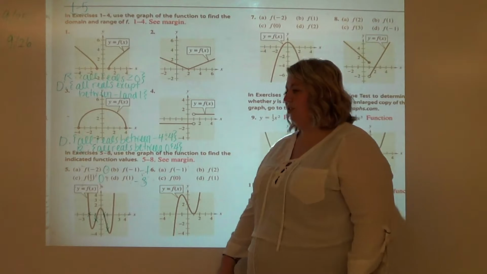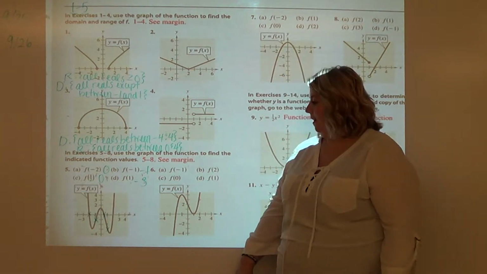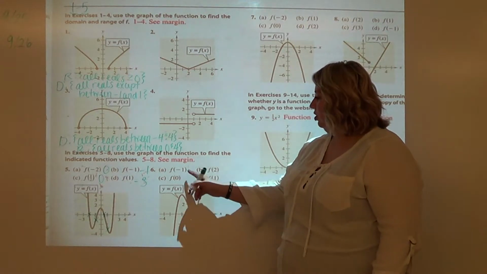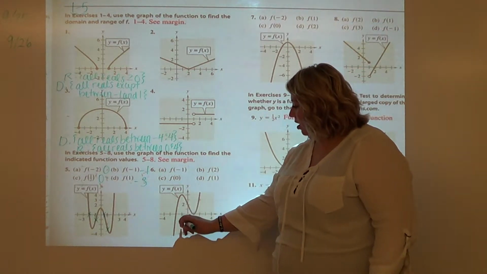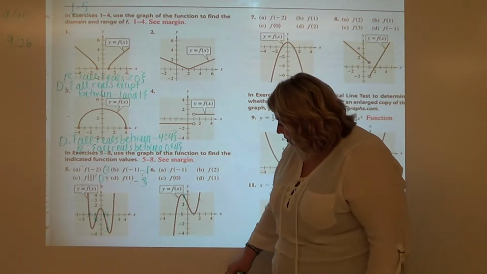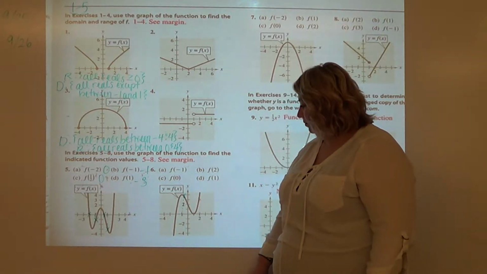Okay, you think you can do number 6? Yeah. Okay. So number 6 is on your homework. So if I'm at -1, -1's right here. If I go find my graph, where am I at? 4. 4.